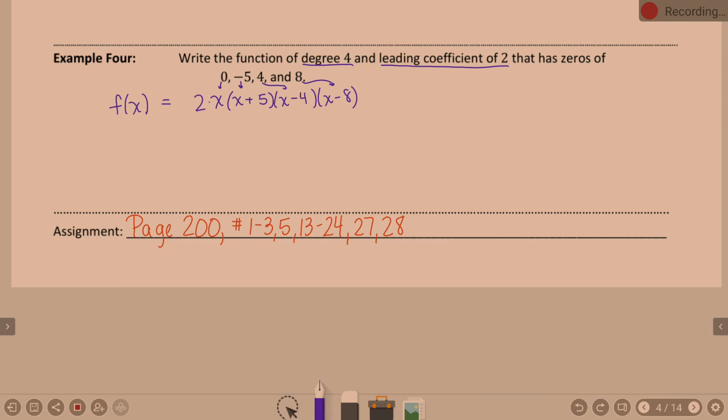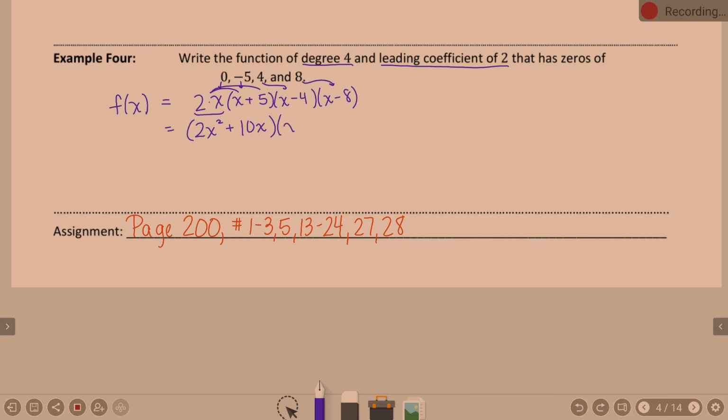One of the pieces I would just do is, if you think of this as 2x, how do we multiply 2x times x plus 5? Take 2x and distribute. That's probably what I would do first. So 2x times x is 2x squared plus 2x times 5 is 10x. I would put that in parentheses as one of my multiplications. And then I would multiply the x minus 4 times x minus 8.